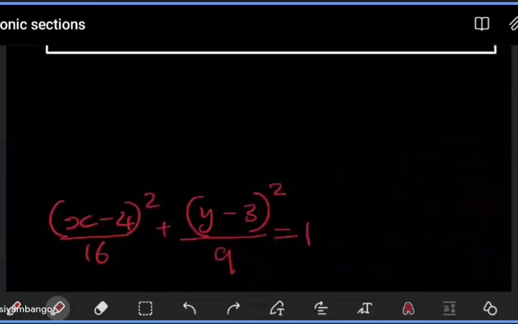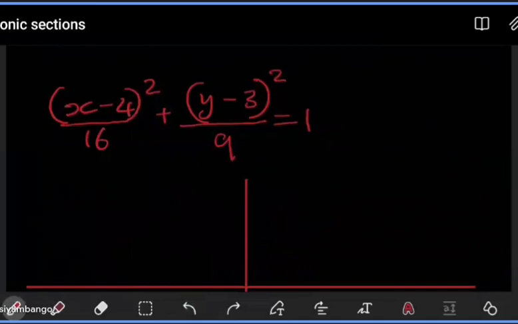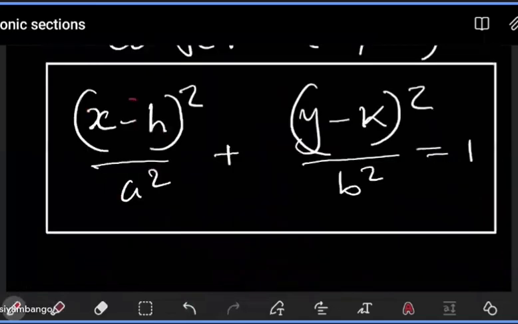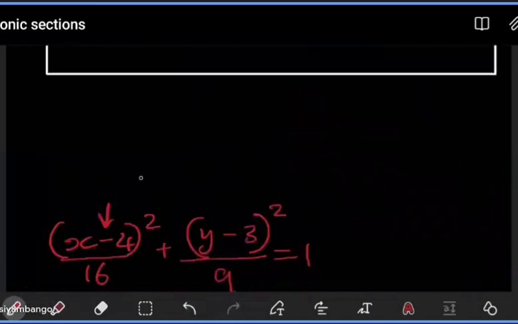If we had, let's say, a plus here, it would mean that h has to be negative 4. That is, if this is positive here. But because the sign in the middle here is negative, and in the general formula it's a minus, it implies that h is positive 4. The same thing is observed here. It means that k is positive 3. So the center for our ellipse is at (4, 3).